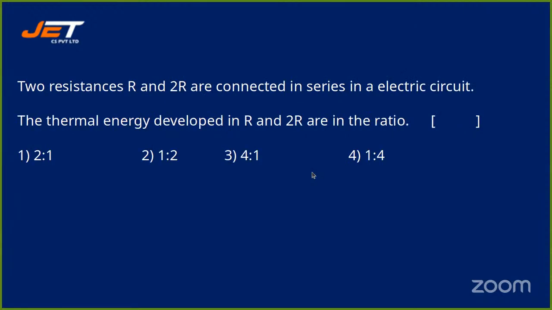Next, two resistances R and 2R are connected in series in an electric circuit. The thermal energy developed in R and 2R are in the ratio? So they are connecting energy with resistance here. So how do you do it? The thermal energy developed in R and 2R. Because the two resistances are connected, you need not calculate anything here, R equivalent or anything.